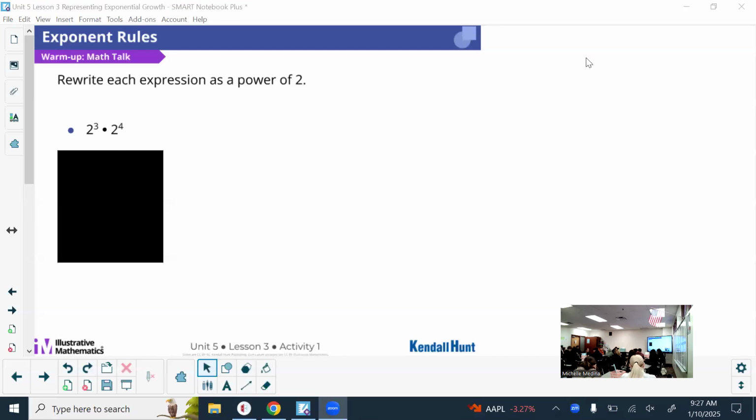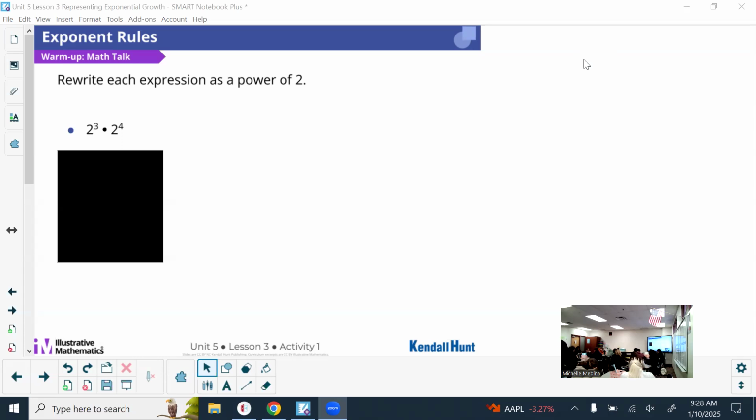Okay, we are doing a math talk. The way that these work is you try to do it without a calculator and without any scratch work. And what we are doing is rewriting each expression as a power of two. So first one is 2 to the third power times 2 to the fourth power.